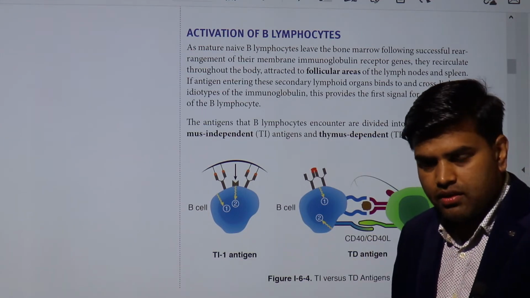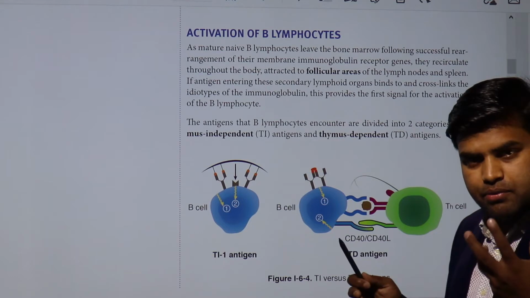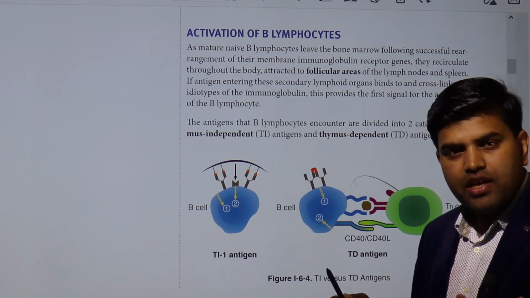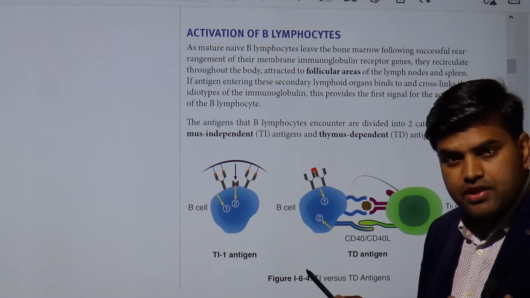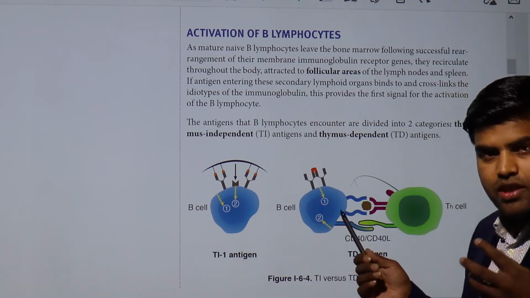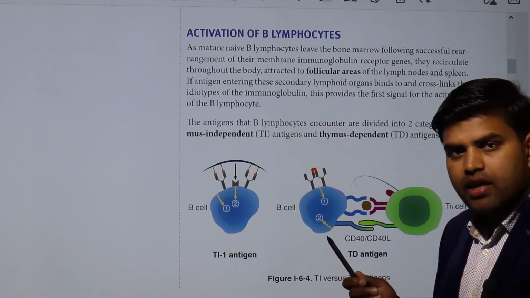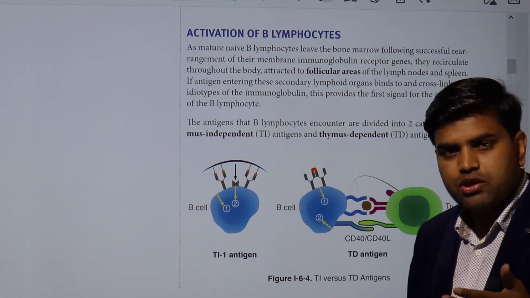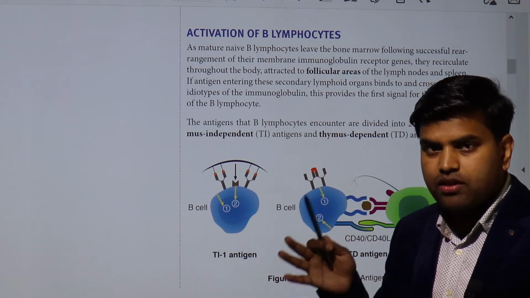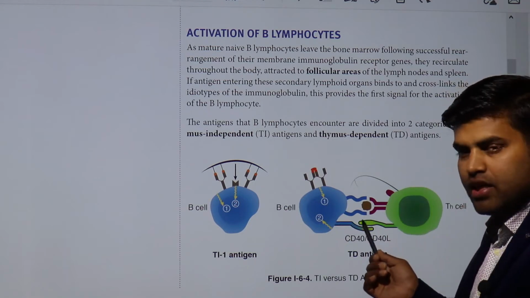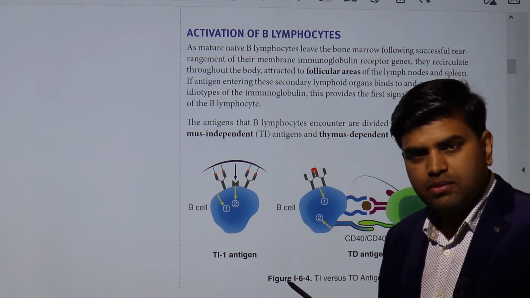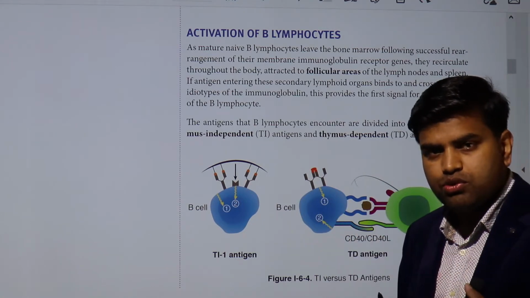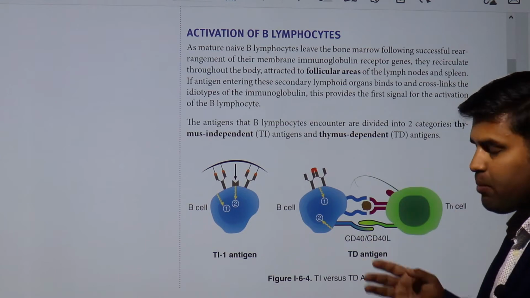response and no memory cell. Thymus dependent antigen will be processed by the MHC class 2 molecule on the B cell, a macrophage, or an antigen presenting cell such as the dendritic cell, and presented to the T cell. The T cell will be activated, then secrete cytokines and activate the B cell, and the B cell will convert into the plasma cell as well as the memory cell. So if the B cell is activated by the T cell, it will form the memory cell and plasma cell, and in this way there will be strong, robust immunity in the case of Thymus dependent antigen.